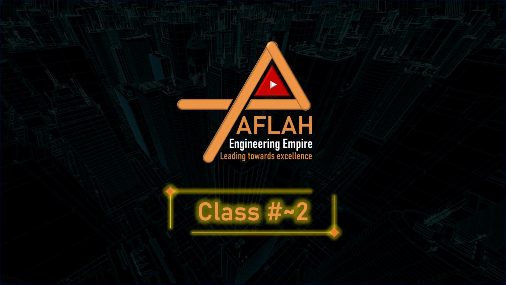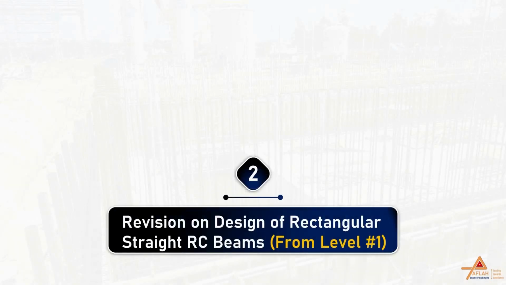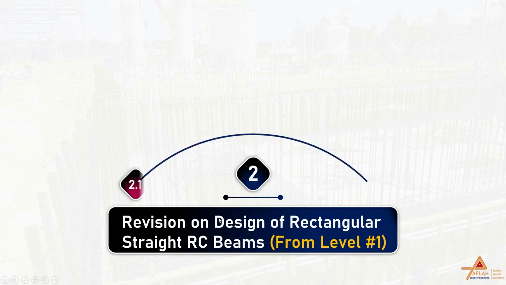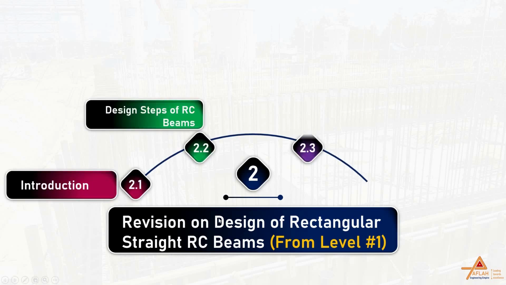So in this class, we will start the second chapter. The second chapter is basically the revision on the design of rectangular beams that are straight in plan as well as in elevation. This is a revision of the chapter that was given in level 1. However, I believe it is very important that we revise some basic concepts in the design of RC beams. Again, this chapter consists of 4 main parts.